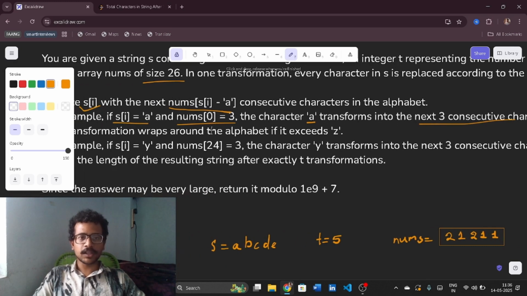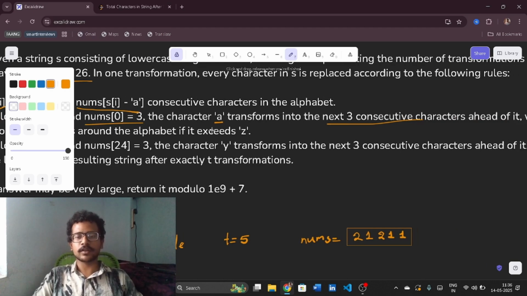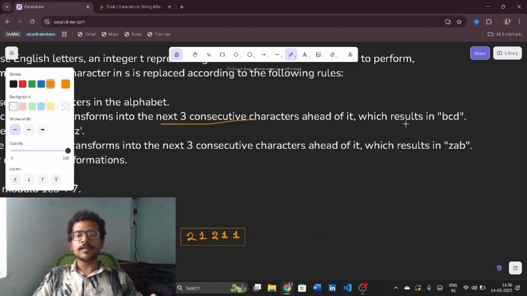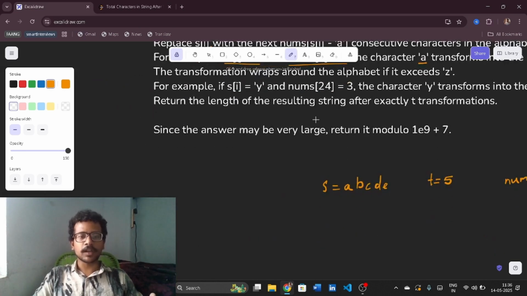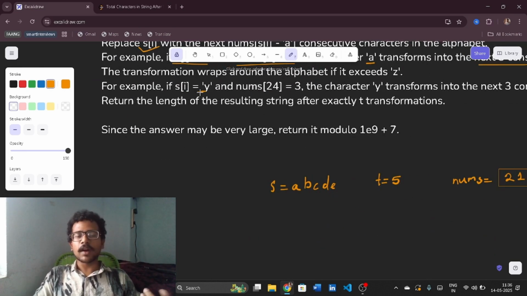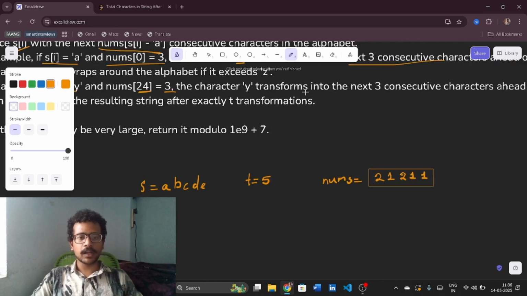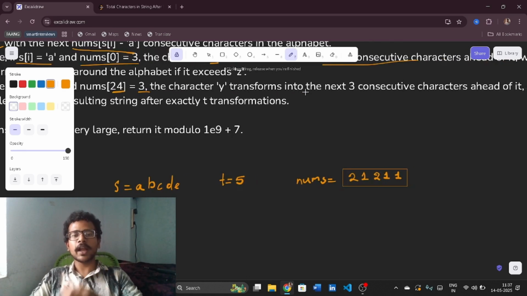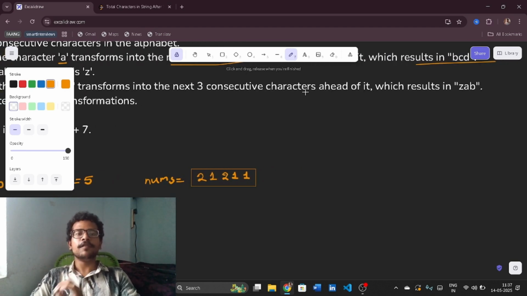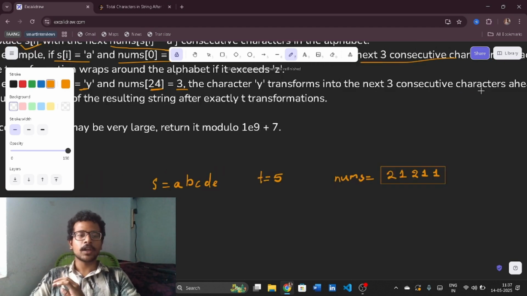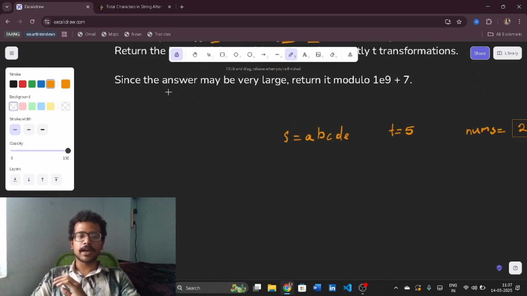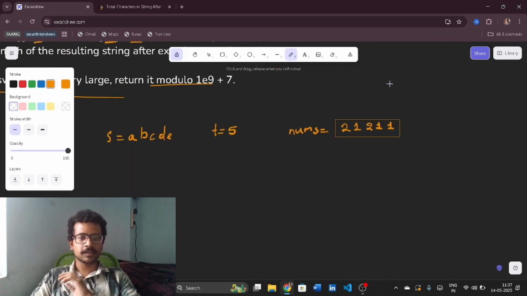Why? Because nums[0] means that at a, we need to transform it into the next three consecutive characters ahead of it, which results in BCD. Now, the same thing: if y is there, nums[24] represents y and 25 represents z, and nums[24] is equal to 3, the character y transforms into the next three consecutive characters ahead of it, which results in ZAB. Now, I think it's clear for you. The answer may be large, so return it mod 10^9 + 7.